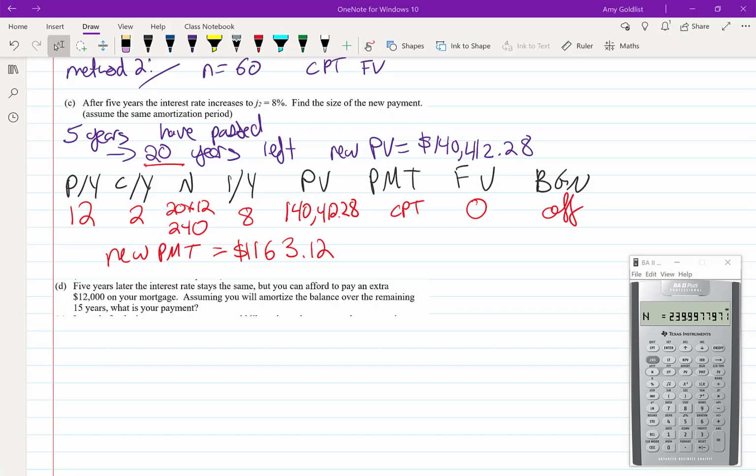Let's do it again. 5 years later, the interest rate stays the same, but we can actually afford an extra $12,000 on the mortgage. Assuming we will amortize the balance over the remaining 15 years, what is the payment? So what I'm going to do is put in an extra payment. So we're going to use the amortization again and figure out what happens after 5 years.